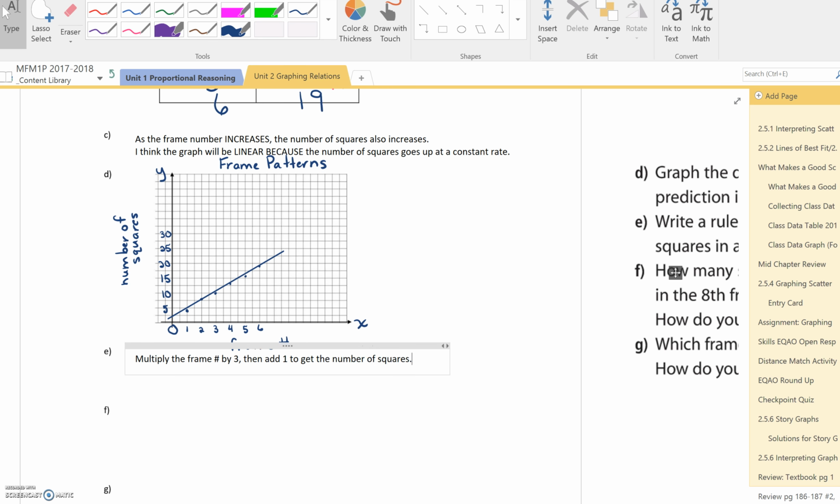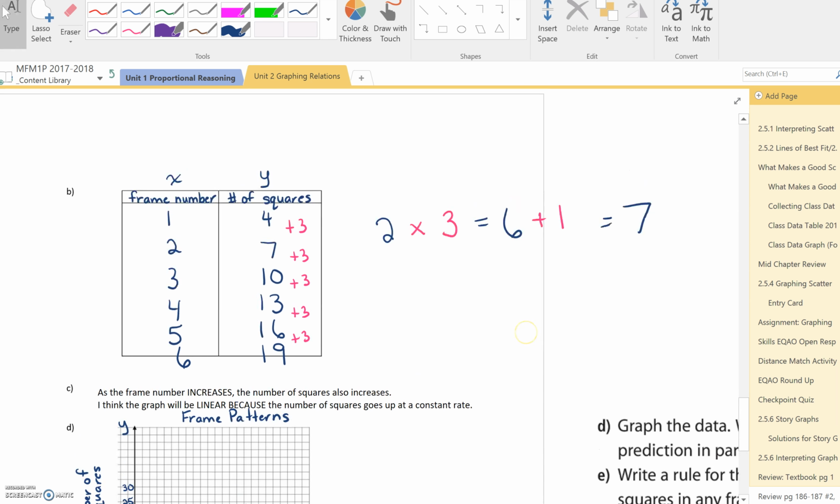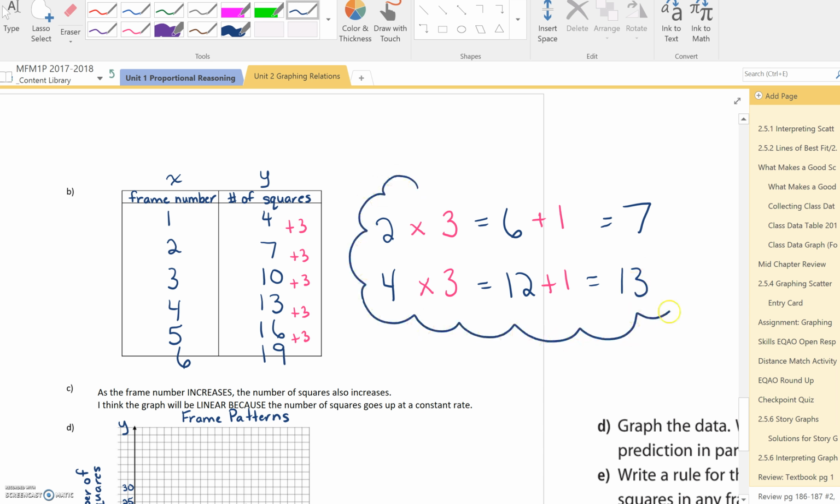Okay, this part is kind of difficult, but we're going to go back up and see if it works for others. So we'll use the 4. So 4, let's see, times 3, not plus 3, but times 3. 4 times 3 is 12. And then 12 plus 1, and it actually works, is equal to 13. So this rule works for every single number.